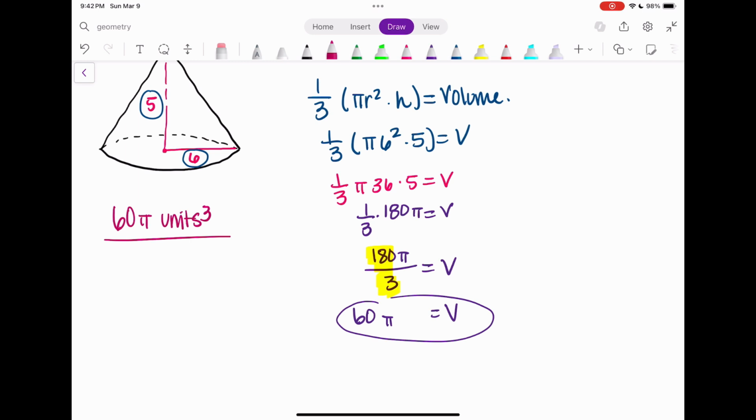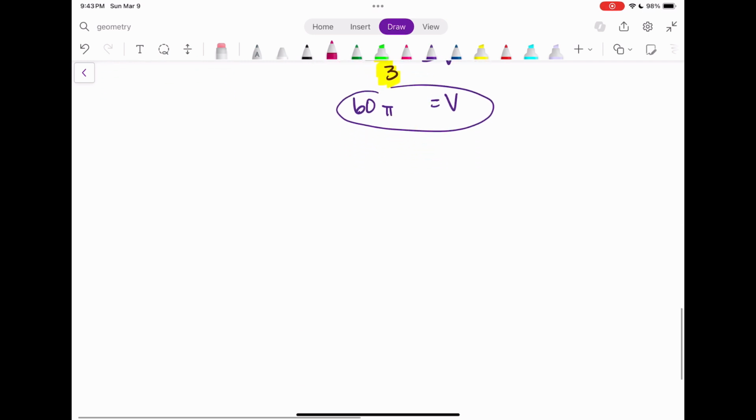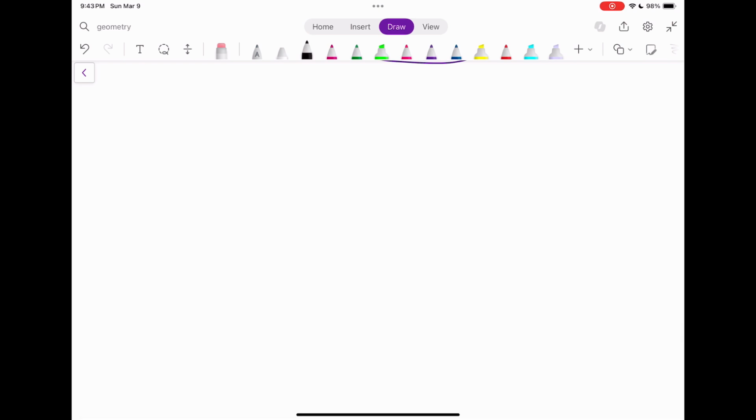We're going to keep practicing doing these solids. And if you guys have any questions, please write them down on the side so that way when I come back, I can answer them for you guys. Okay?